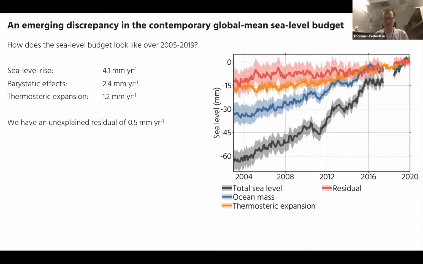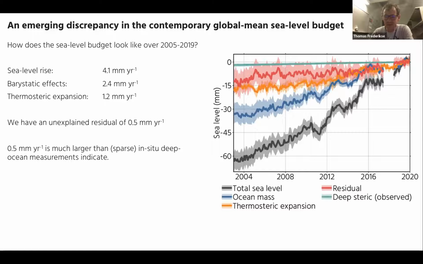And if you're naive, you'd say, okay, this might be deep ocean heat uptake, because that's the only thing we don't measure. But we have some measurements of the deep ocean, mostly by research vessels that use CTD measurements that go all the way to the bottom. And our best estimate is actually an order of magnitude smaller than this residual here. This is from a study by Purkey and Johnson, who estimated that it should be more in the order of 0.1 millimeters per year, much smaller than 0.5.